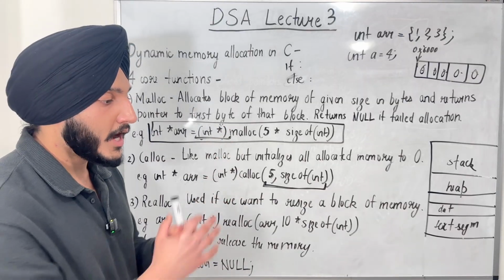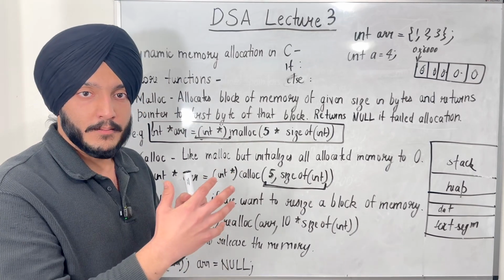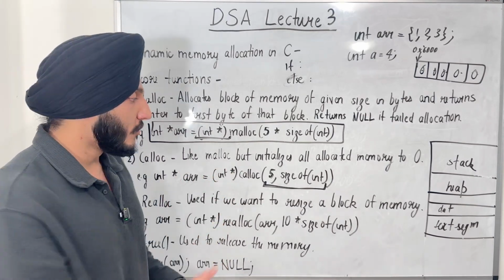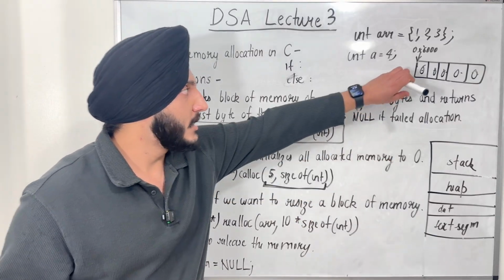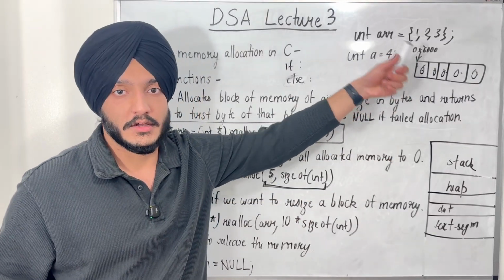To summarize, malloc and calloc both dynamically allocate memory for us. The only thing with calloc is that it keeps 0 inside those initialized arrays.